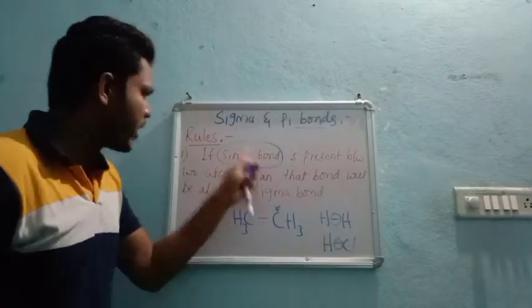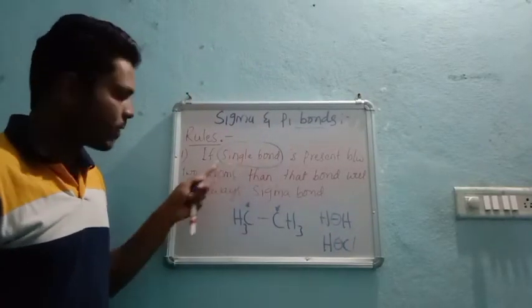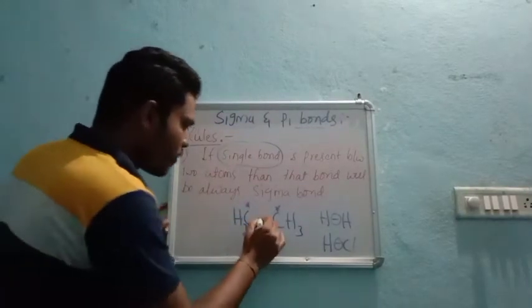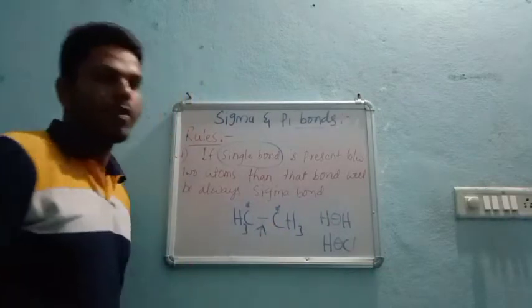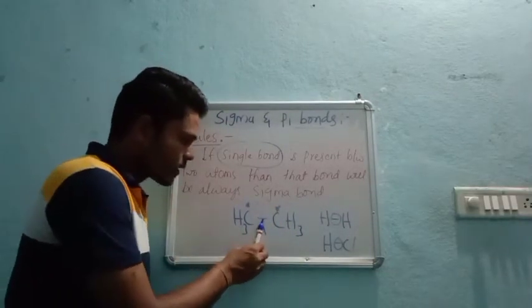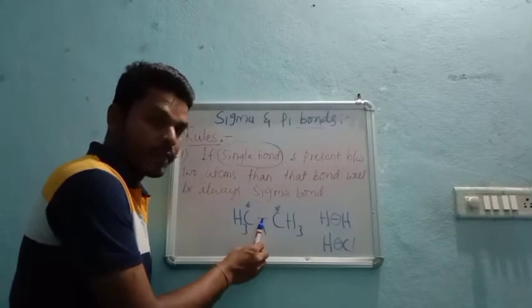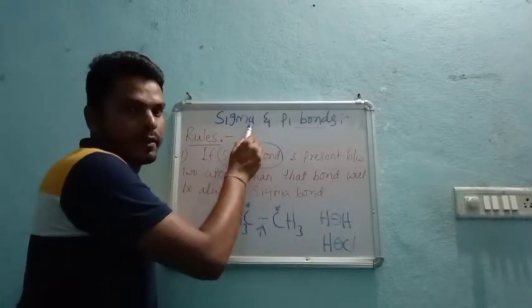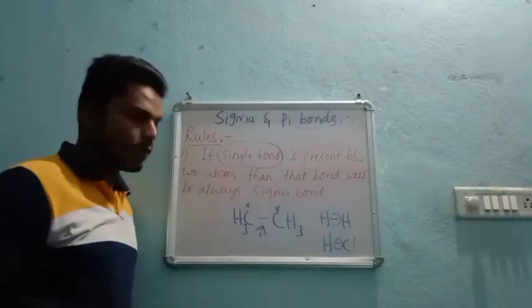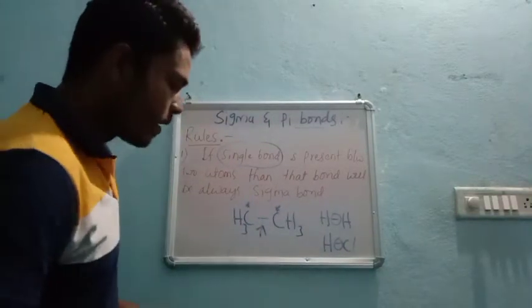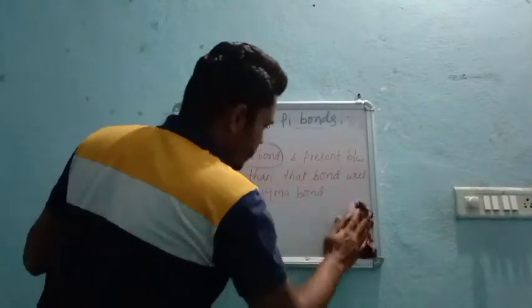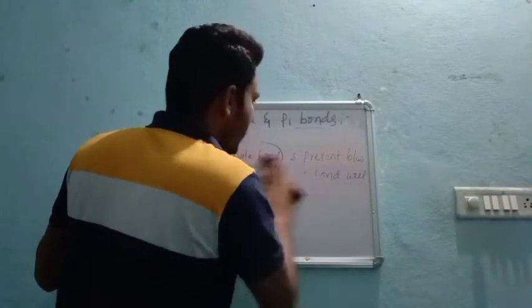In such cases, if a single bond is present between any two atoms, then that bond will always be a sigma bond. We should say the single bond is always a sigma bond, right? So the first rule says if a single bond is present, then that will always be a sigma bond. This is about the first rule, and it is very easy.